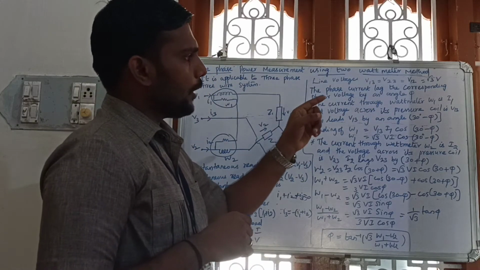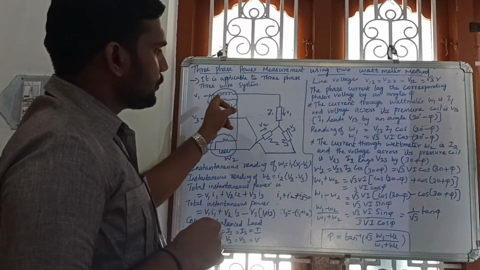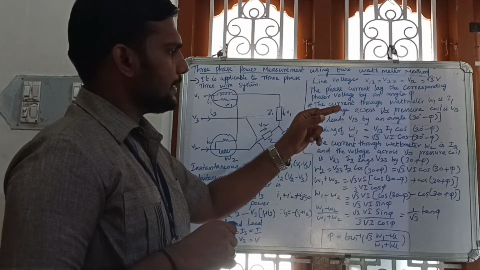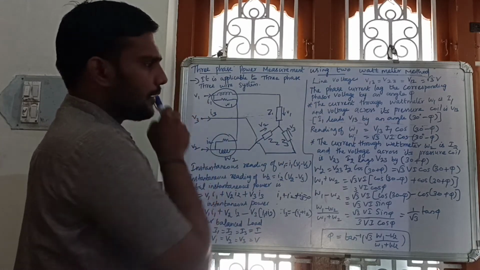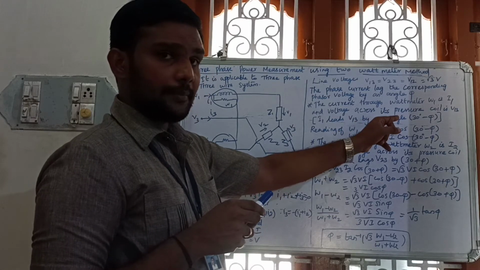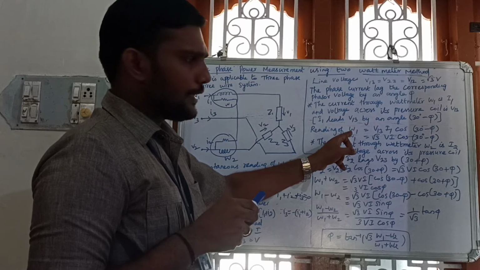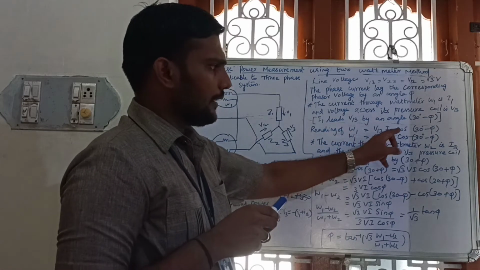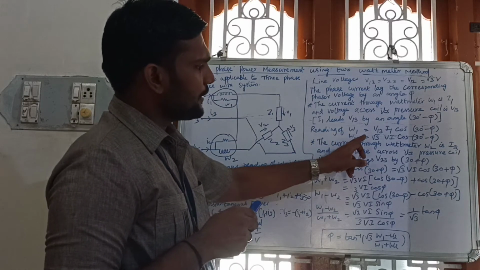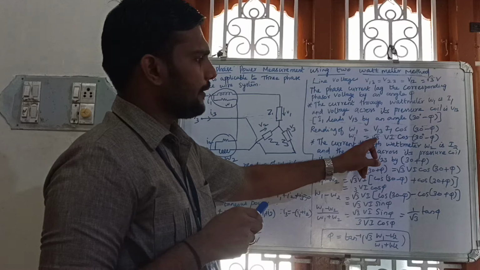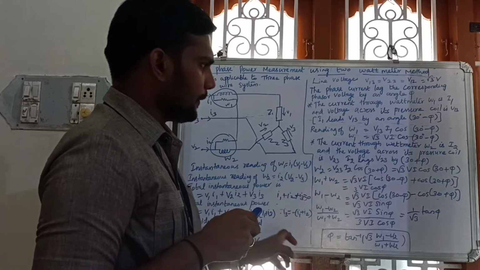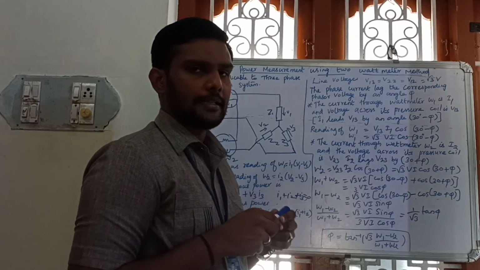The current through wattmeter W1 is I1, and the voltage across its pressure coil is V13. I1 leads V13 by an angle of 30 minus phi. So the reading of W1 is equal to V13 into I1 cos(30 minus phi), which is equal to, substituting V13, root 3 V into I, since I1 is equal to I, into cos(30 minus phi).